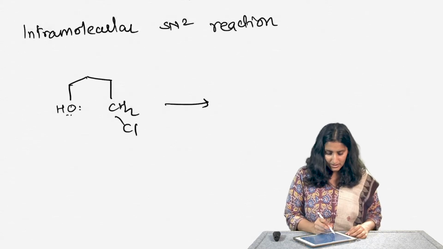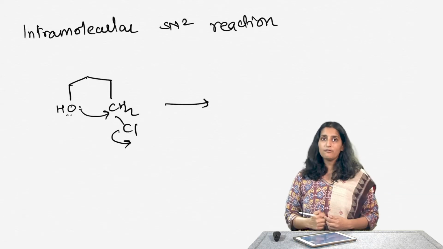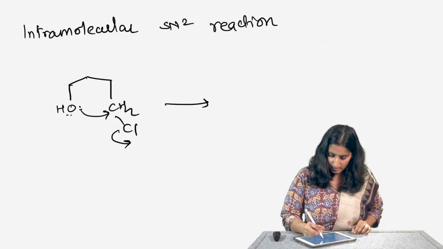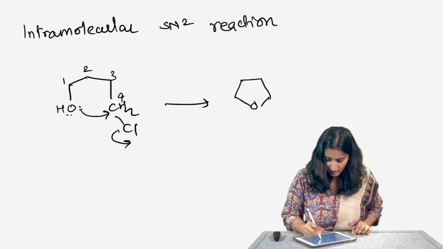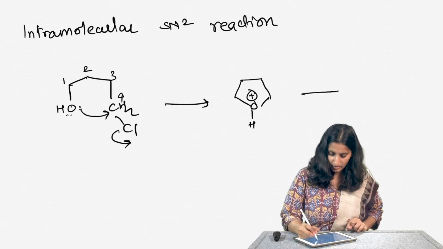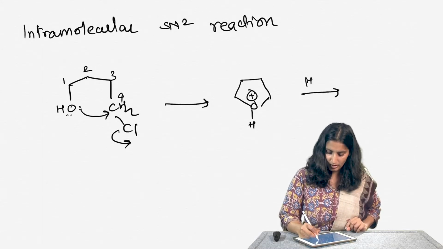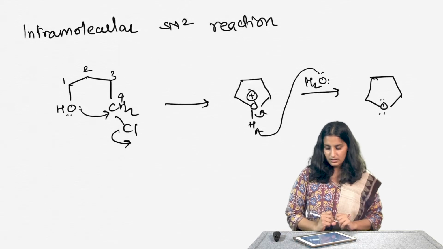So, for example, in this one, it is possible for the oxygen to attack here and kick off the chloride as a leaving group, in turn forming a ring with 5 members in it, right. And later on this molecule can just lose this proton, creating this molecule.